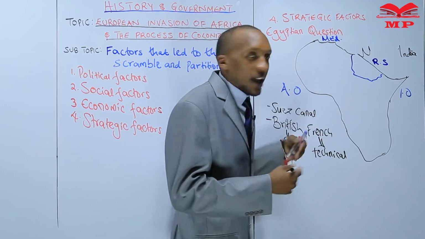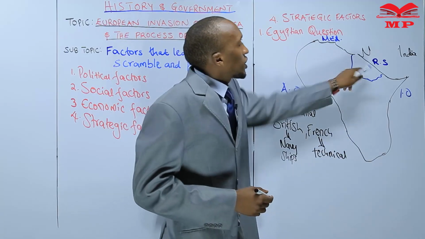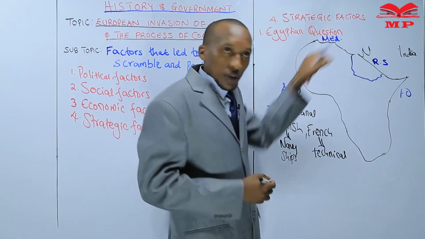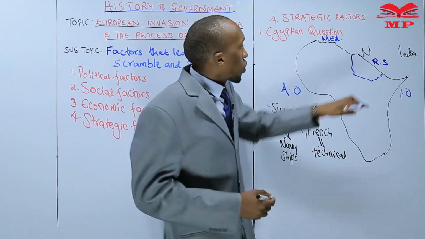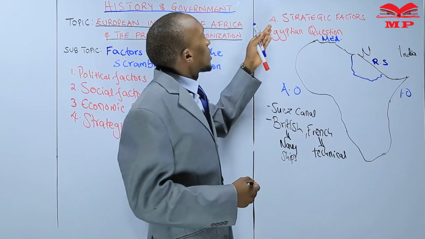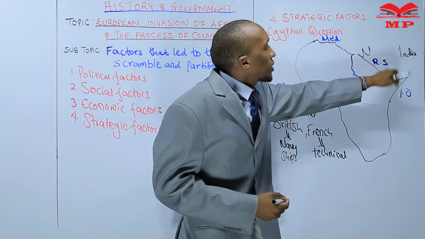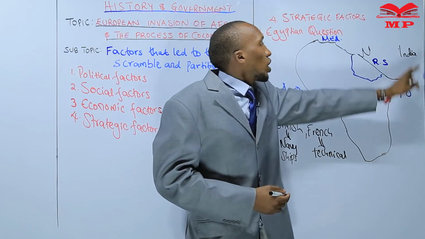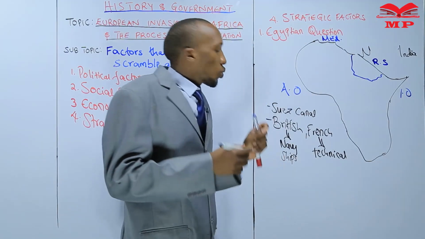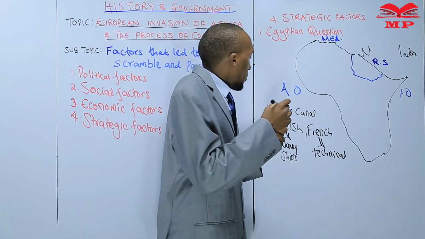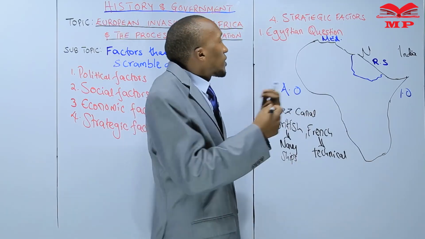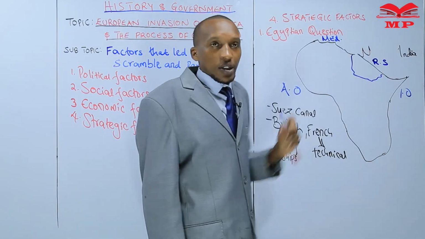So if any other European power was to take over Egypt, that means the canal would be blocked by that nation. Let's say, for example, the French took over Egypt and they controlled the canal. That means the British ships cannot be allowed to sail through the Red Sea into the Indian Ocean towards the Far East. So that is why the Britons, or the British, were very interested in controlling the affairs of Egypt, so that they can secure their passageway to the Far East.